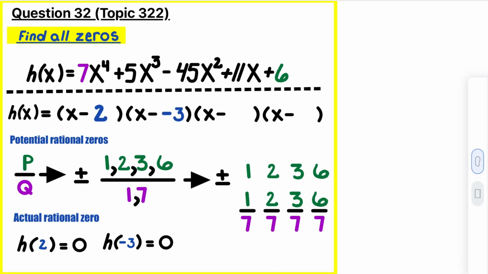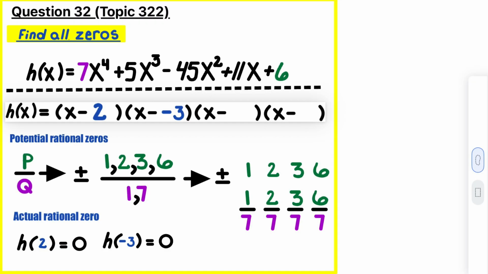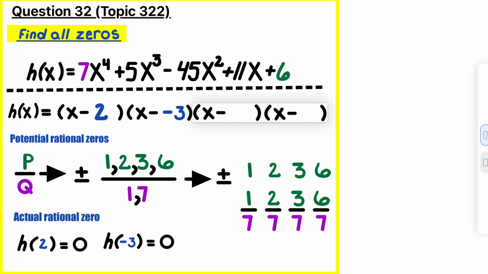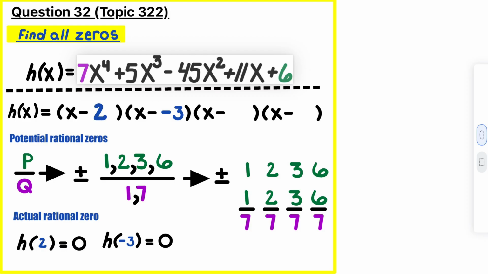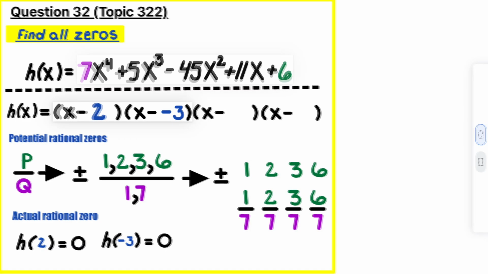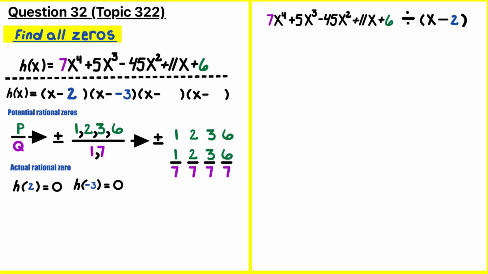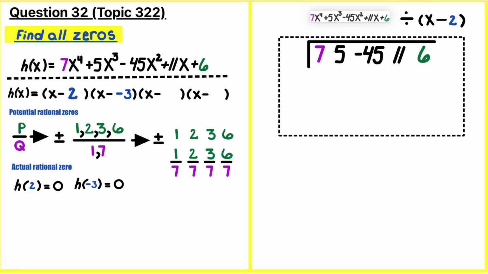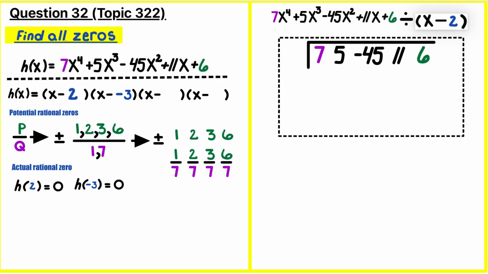x minus the zero of a function is a factor of the original equation. So far, we know that h of x is going to equal x minus 2 multiplied by x minus a -3, but we still need to find that second half. So what we can do is take that original function and divide by the factors that we found so far. What we have left will get us the second half. Let's go ahead and take our original polynomial and divide it by x minus 2. I've set up synthetic division to do that.